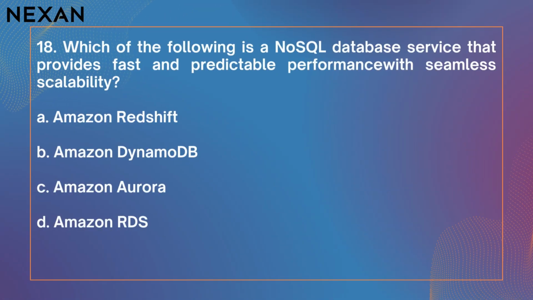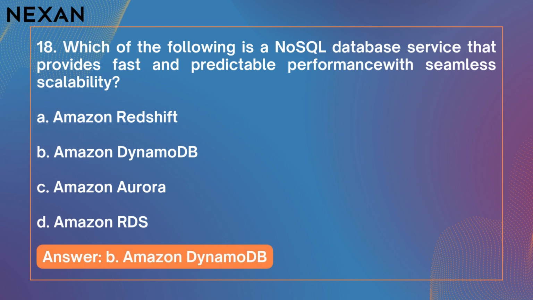18. Which of the following is a NoSQL database service that provides fast and predictable performance with seamless scalability? A. Amazon Redshift. B. Amazon DynamoDB. C. Amazon Aurora. D. Amazon RDS. Answer: B. Amazon DynamoDB.